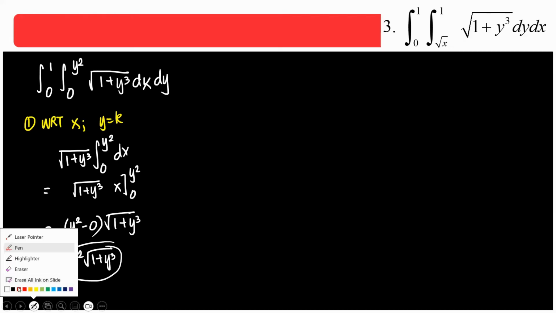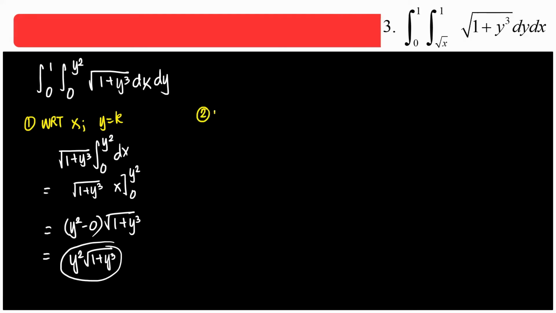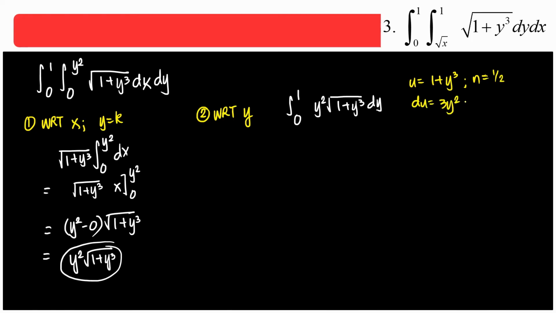And then now, after integrating that, we integrate that with respect to y. From 0 to 1 of y squared 1 plus y cubed dy. So with this, if u is 1 plus y cubed, n is 1 half, du is 3 y squared dy. You already have the y squared that was missing earlier. All we need to do is supply a 3, bring out 1/3.